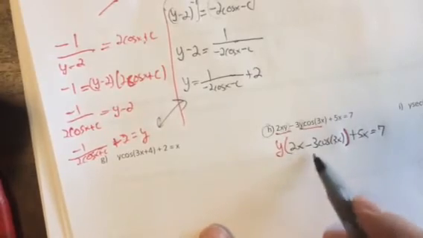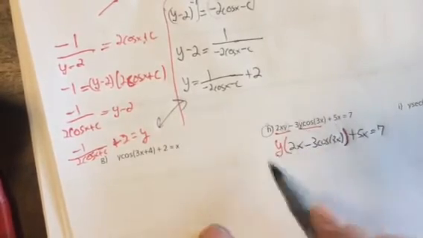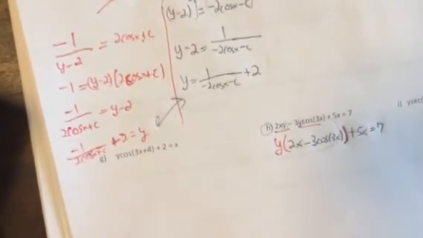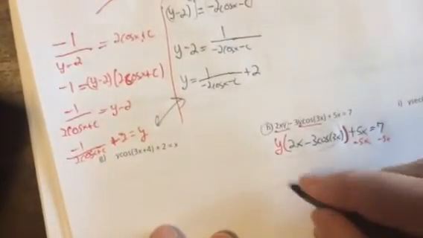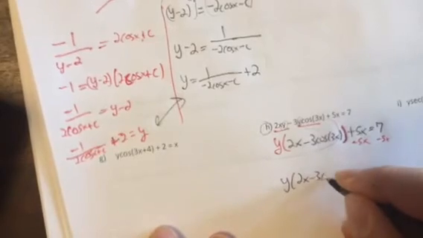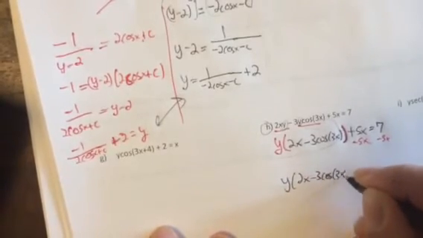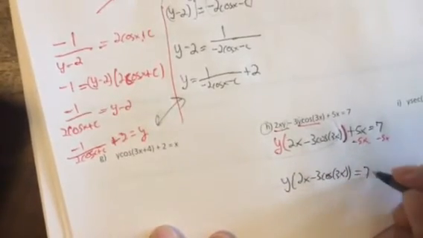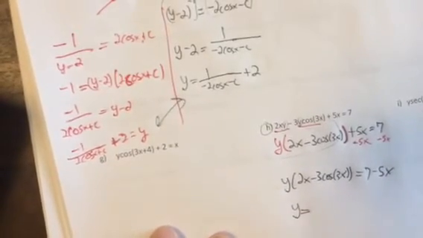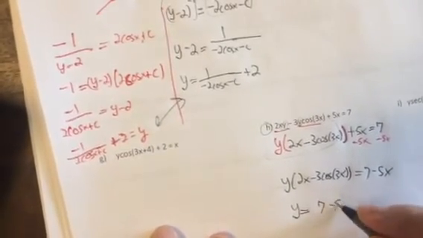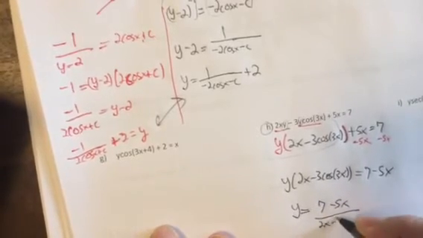And now to get y by itself, all I need to do is get this alone. So we're going to move the 5x. Basically, we move everything that didn't have a y in it to the other side. And we divide by everything y is being multiplied by, and that gets the y by itself.